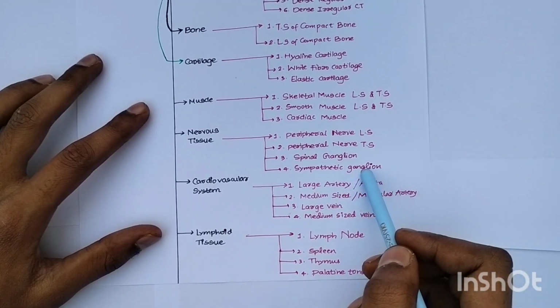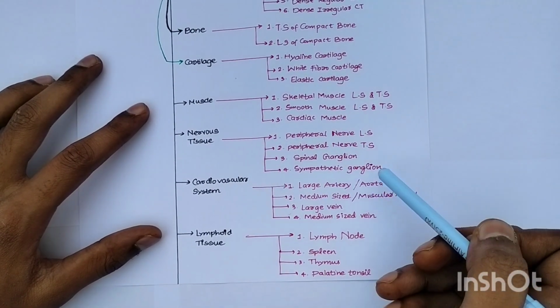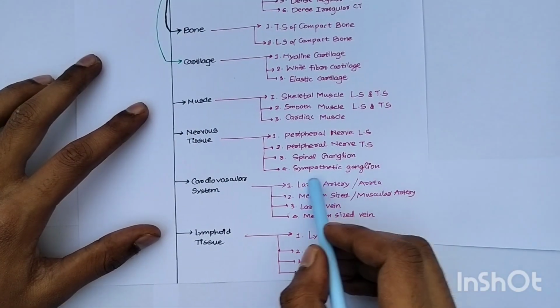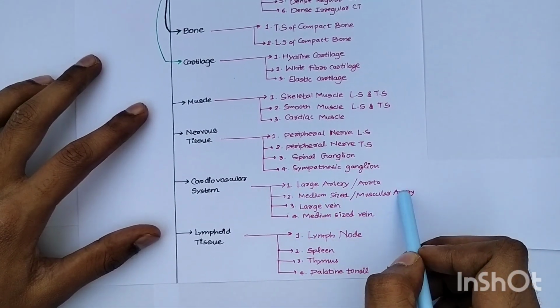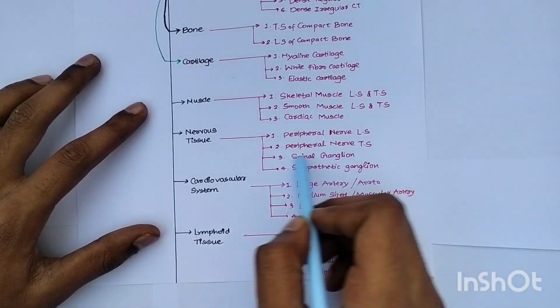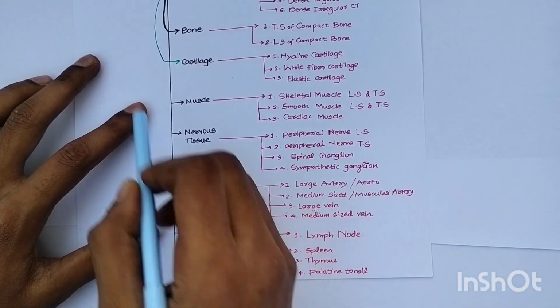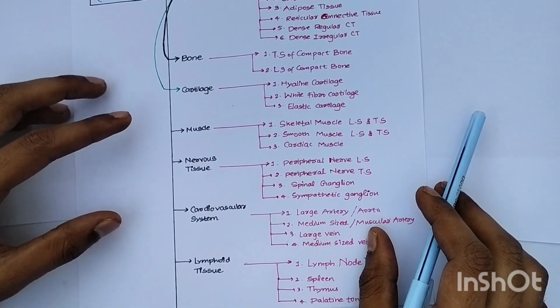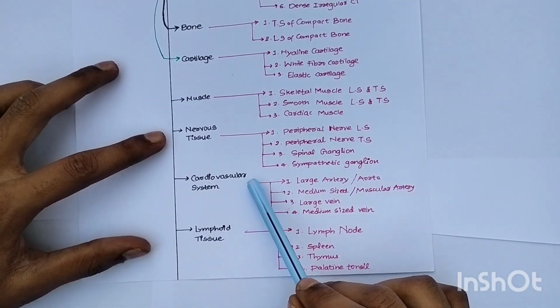And the cardiovascular system: large arteries, like the aorta for example, we'll be seeing the lumen and how the cells are arranged, and how many layers of cells are arranged. The medium-sized or muscular artery, large vein or medium-sized vein, every anatomy of these veins and blood vessels, we'll study in the histology. So the cardiovascular system also we'll study.